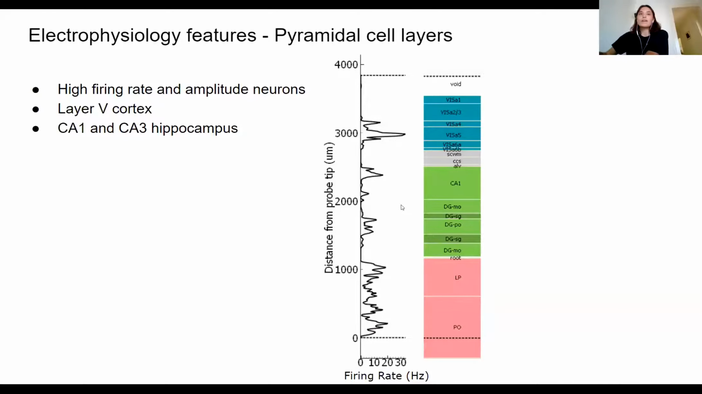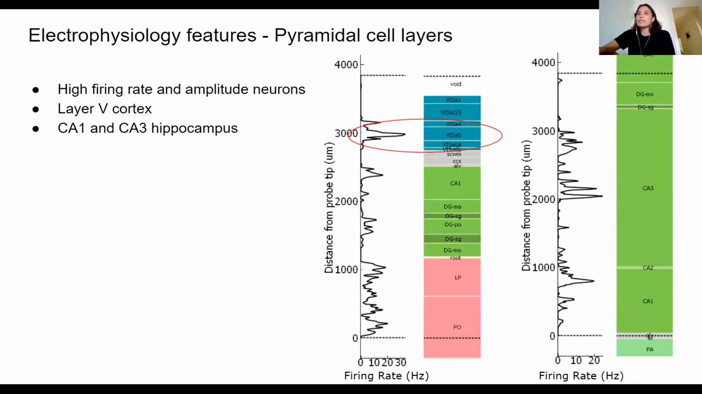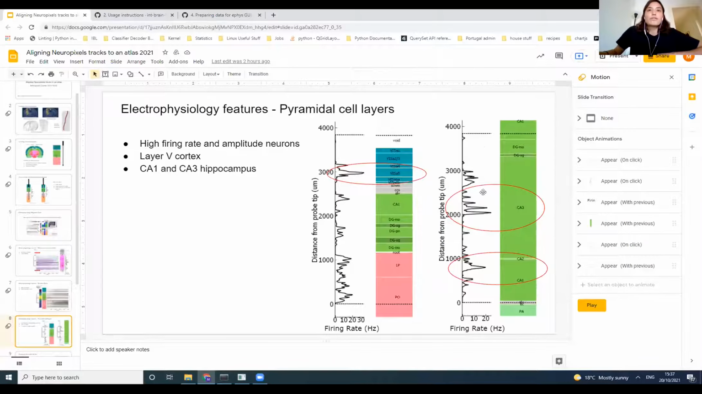These typically have neurons with very high firing rate and amplitude. If you look at, for example, the firing rate view, you can see we have a peak here, and in this case, it corresponds to layer 5 in the cortex. Similarly, in this example, we can see that we have high firing rate in the CA1 and CA3 layers of the hippocampus. So I'll now stop sharing this and go over to the GUI to give a quick demo of how you can use it.